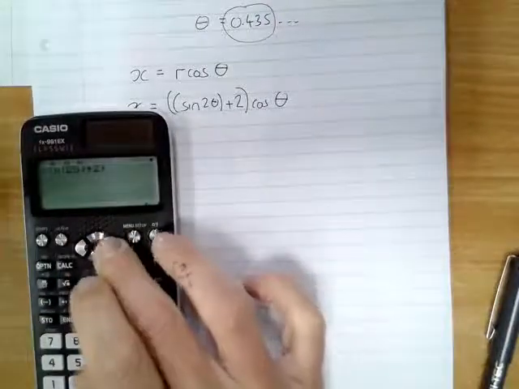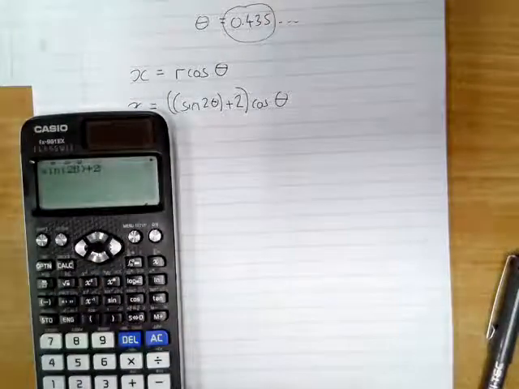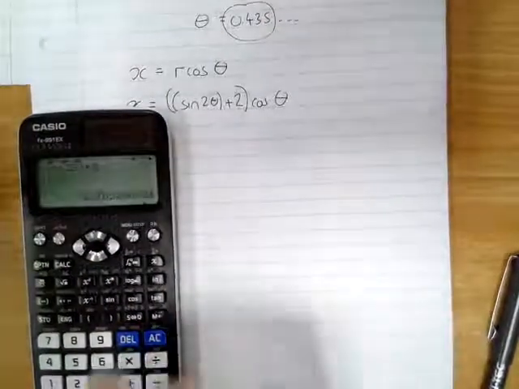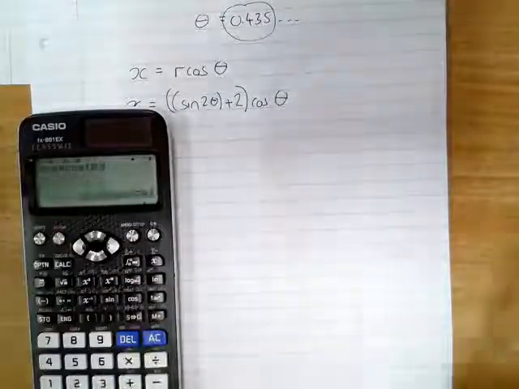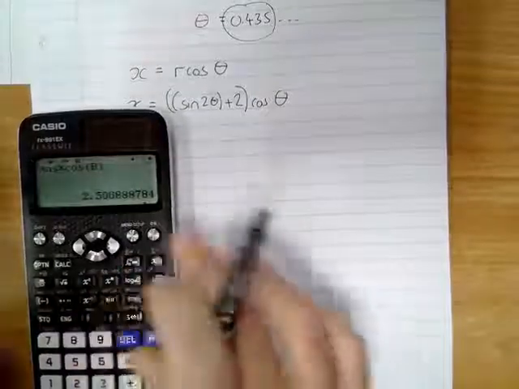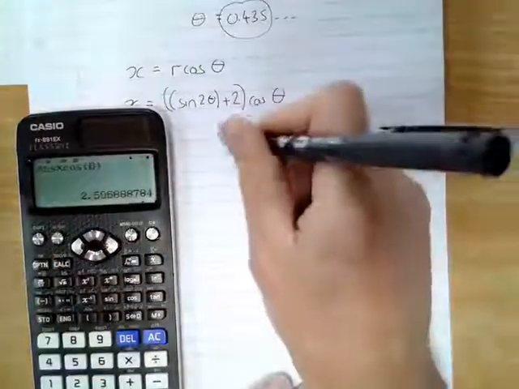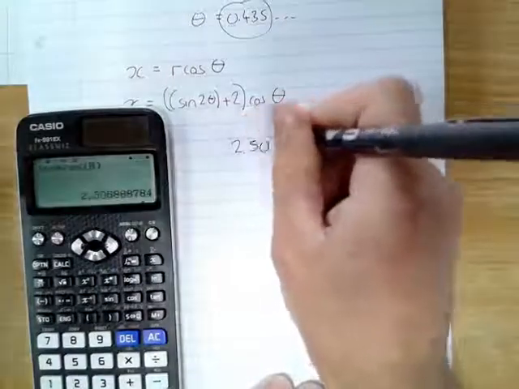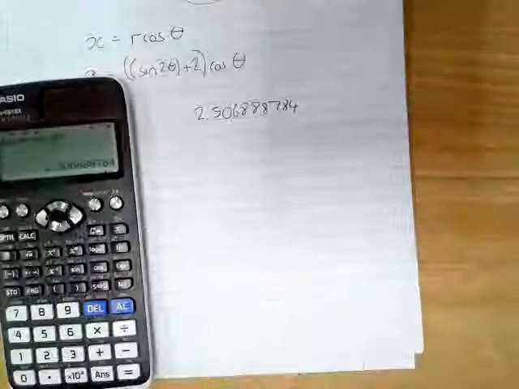What am I doing here? I don't want that in a bracket. Right, sine of 2b plus 2. And then I need to times that by cos of b. And I get a value. So that value there, I'm just going to write it down here. I can't be bothered to store it. 2.506888784. Watch this.